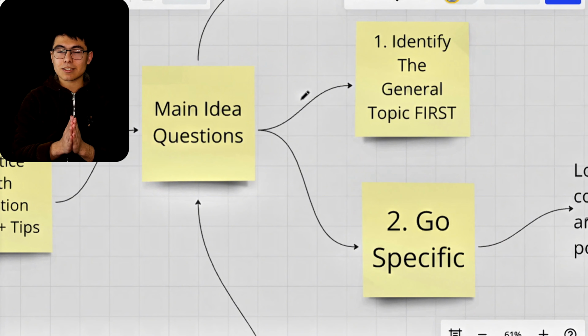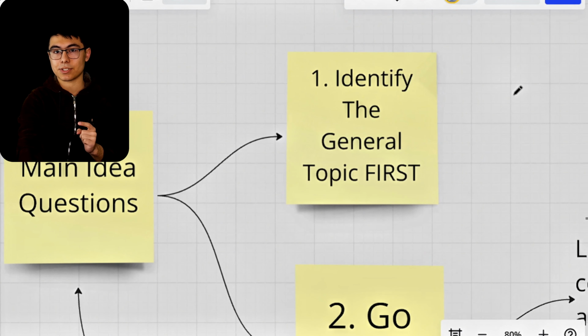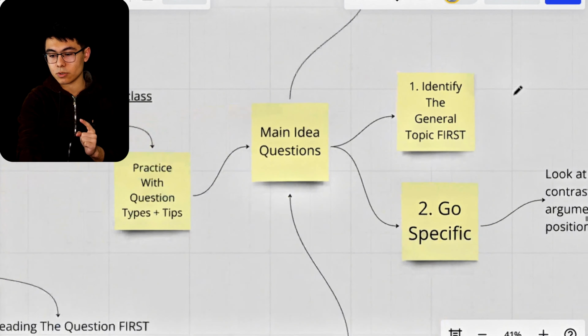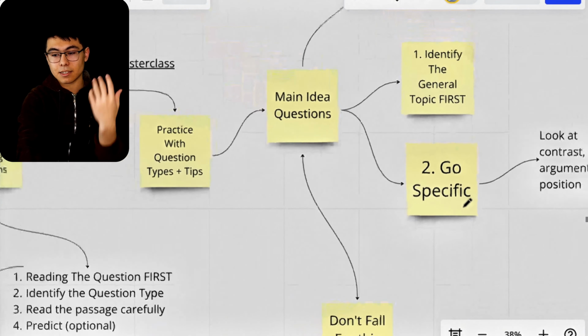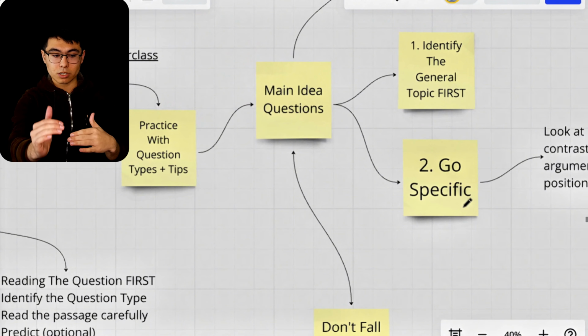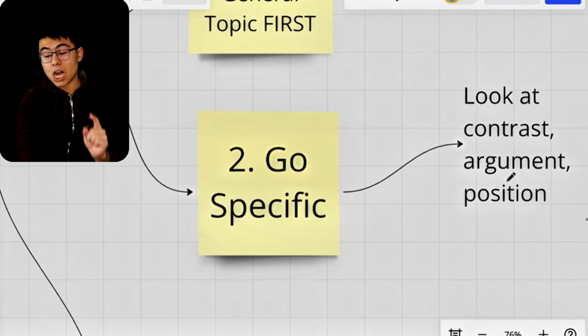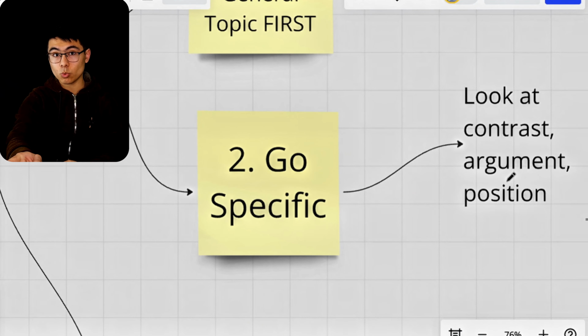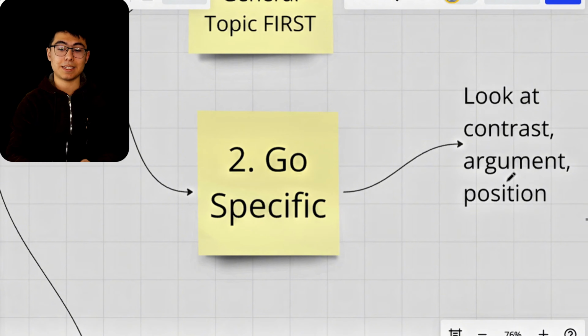Main idea questions require a somewhat unique strategy. Firstly, you need to identify the general topic first. That is the number one thing that you're going to do. Next, you will go broad, then specific, and your prediction for answer choices is going to be way more specific. And you should look for contrast, arguments, or position. When you practice with this question type, you will understand how to apply this, like identifying whether it's a contrast or whether there is an argument or position.